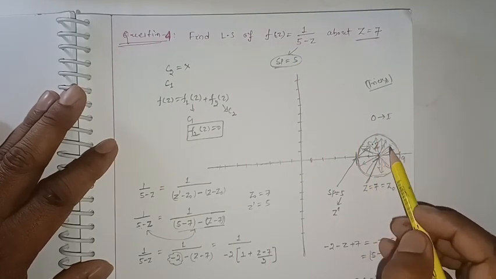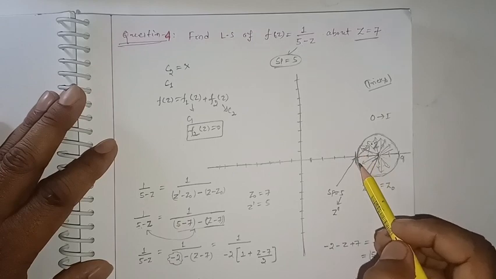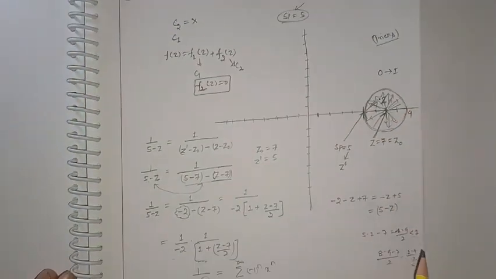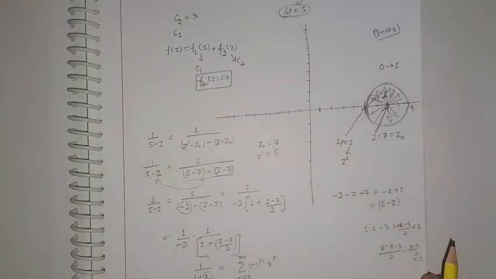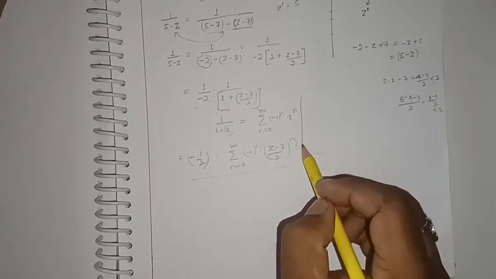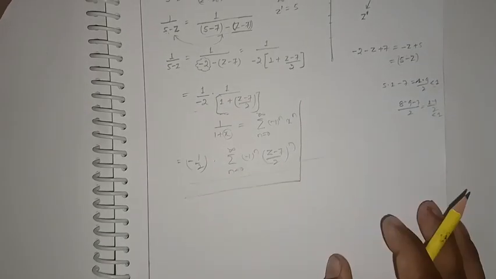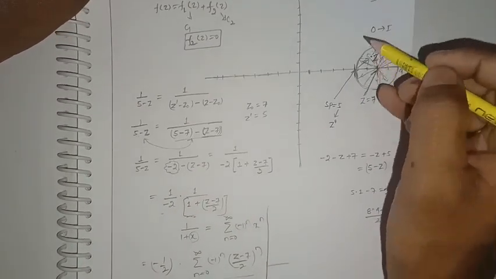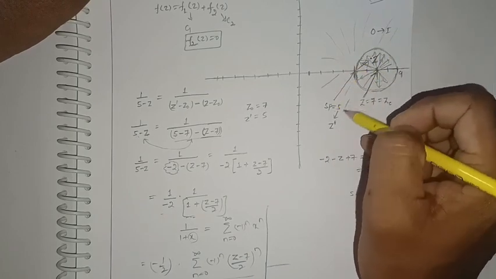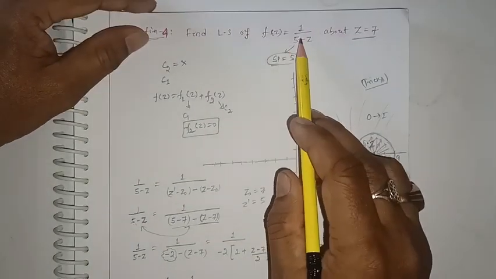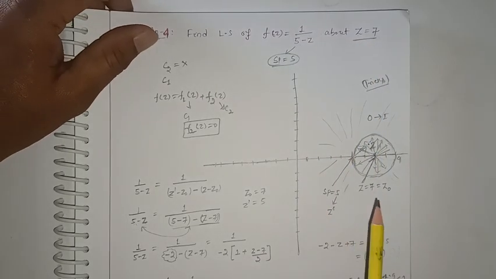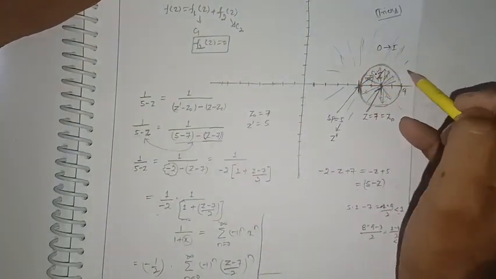So if the function spreads from here, it will interact with the singular point, this one, and in this region what will be its so-called Laurent series or Taylor series? We found this one. But here you should remember that we considered this inner region. Also we have to consider the outer region. If this question asks only a single question, to find out 1 by 5 minus z about z equals 7, then we have to also consider the outer region.